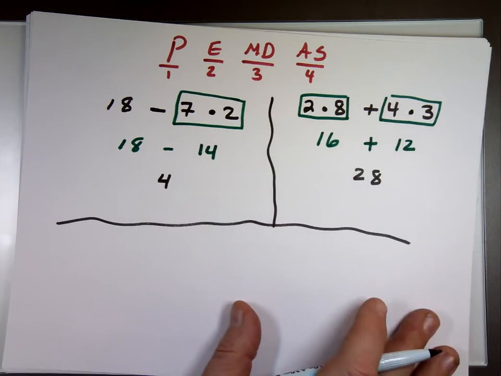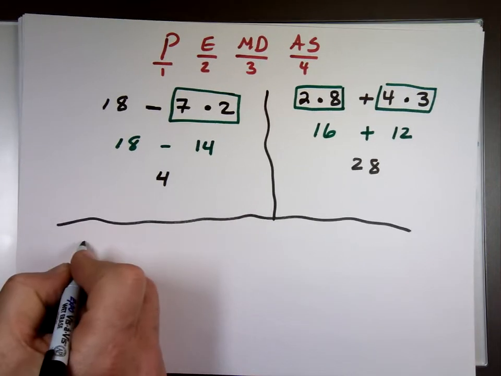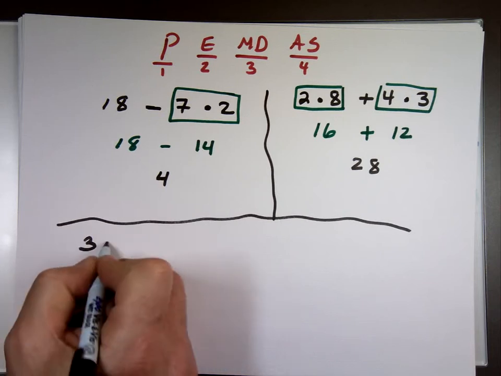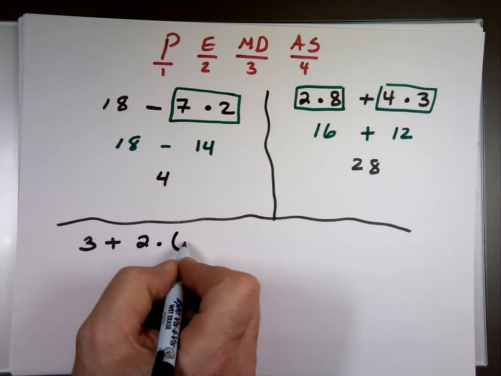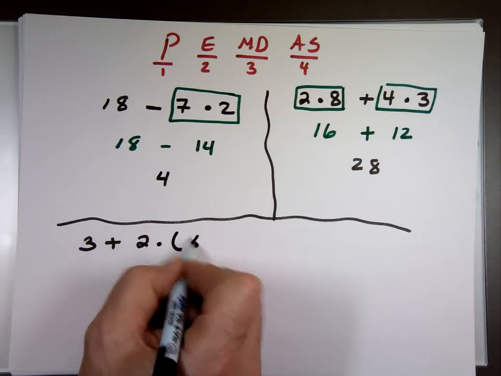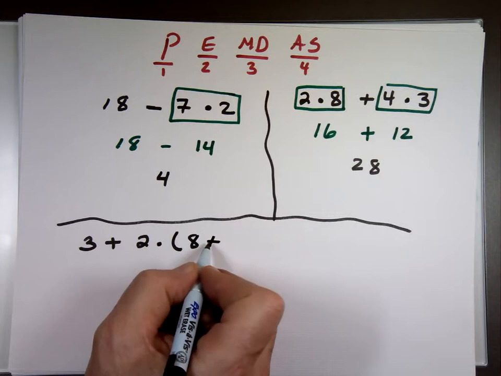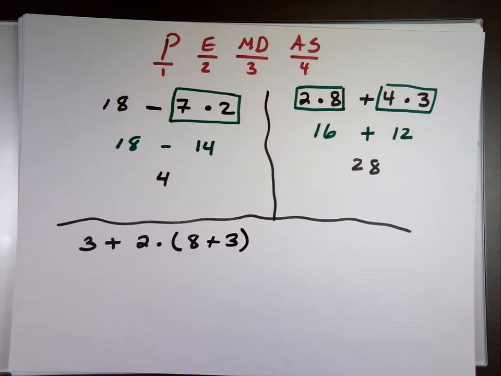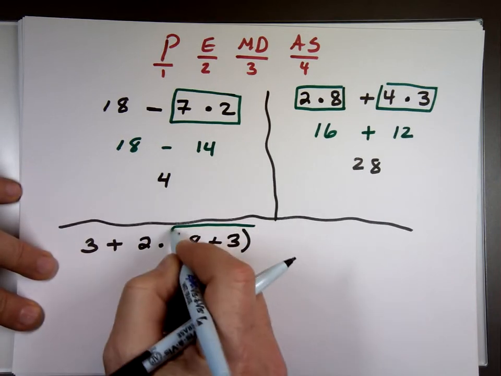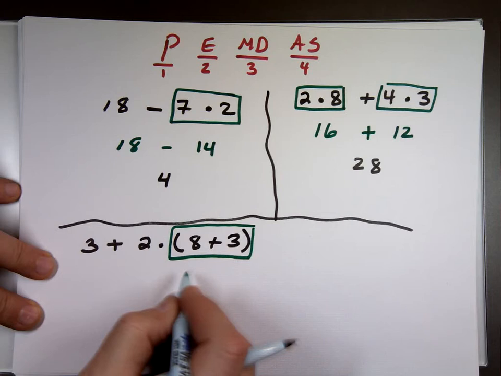Let's make them a little bit bigger. 3 plus 2 times parentheses 8 plus 3. Do we have any parentheses? 8 plus 3. I've got to do that first. What's 8 plus 3? 11.